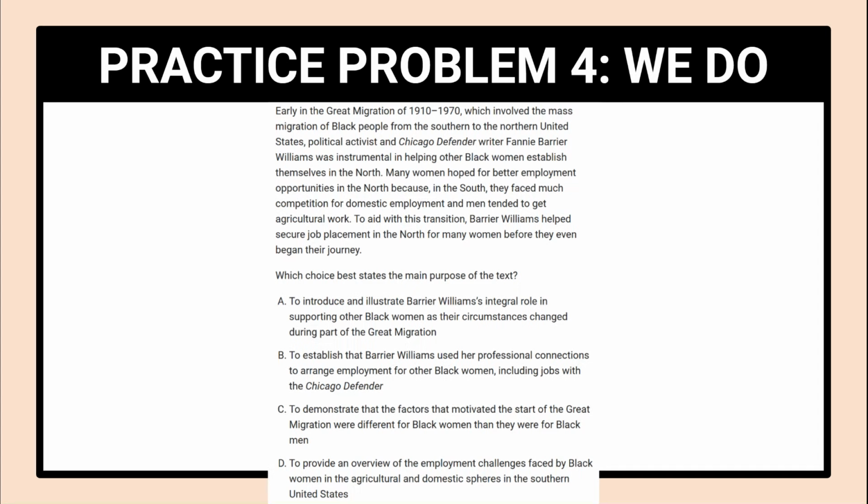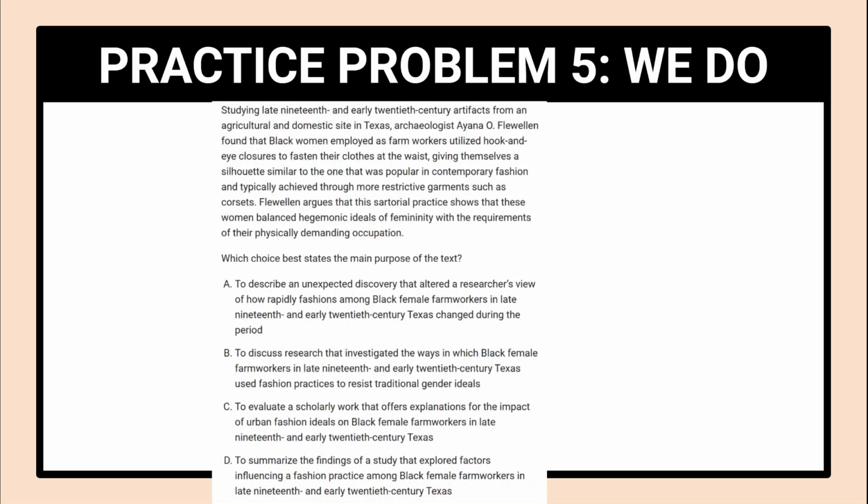The text is essentially saying that by doing this action, Barry Williams was able to ease these women's transition as the circumstances changed. So because of that, A is the best answer because she played a key role in supporting other Black women as the circumstances changed. Now, questions 5 and 6 are going to be challenge questions. Try and solve this one on your own using what we discussed so far.